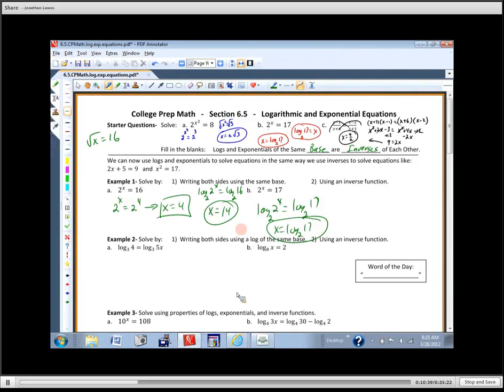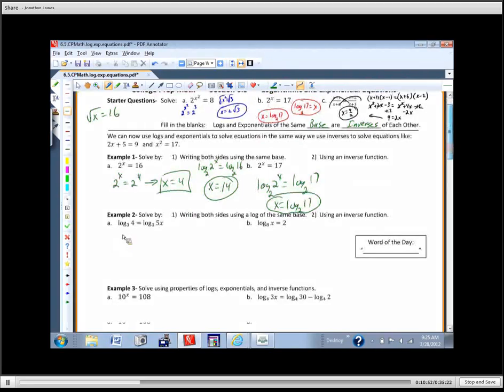So let's take a look at this next problem down here. On example 2, it says solve by writing both sides using a log of the same base and by using inverse functions, okay? So let's look at this one right here. This is log base 3 of 4 equals log base 3 of 5x. It's already written with the same base, right? So the only way these two things could be equal is if 4 is exactly the same as 5x. Does that logically make sense? No?